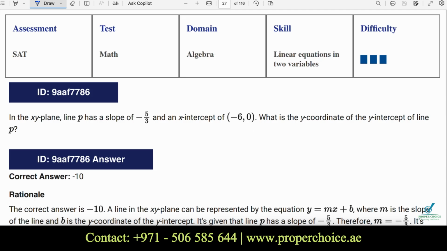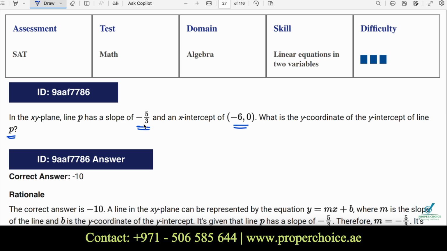In the xy plane, line P has a slope of negative 5 by 3 and an x-intercept of negative 6, 0. What is the y coordinate of the y-intercept of P? They're asking what the y coordinate of the y-intercept is. In short, they're asking what the y-intercept is for the line that has been given. So how do we do that?